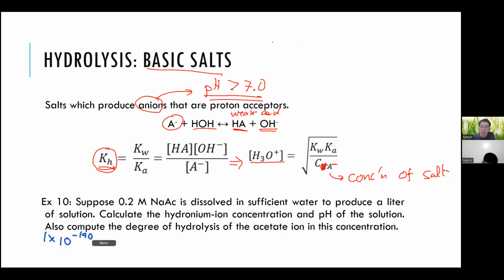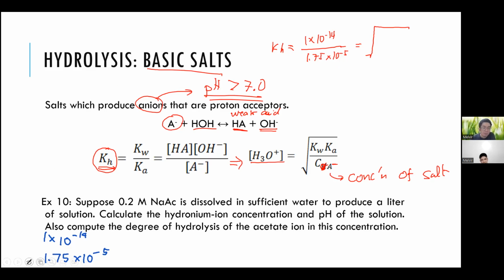Okay, good. So Kw is equal to 1 times 10 to the negative 14. And then, what's your Ka for acetic acid? Acetic acid, good, 1.75 times 10 to the negative 5. So 1.75 times 10 to the negative 5 is equal to the square root of... it's the same as before. Is equal to H3O plus.